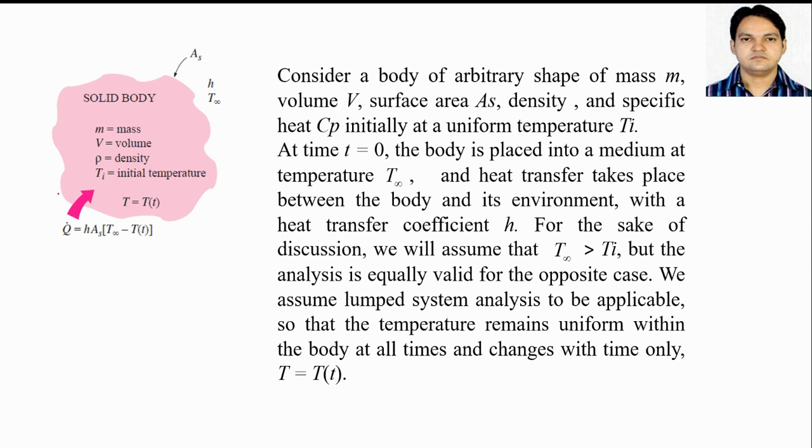Look at this figure. Some arbitrary shape is given, and it is a solid body whose mass is m, volume is capital V, density is rho, and initial temperature is Ti. Its surface area is A suffix S, convective heat transfer coefficient is h, and ambient fluid temperature is T infinity. Consider a body of arbitrary shape of mass m, volume V, surface area As, density rho, and specific heat Cp, initially at uniform temperature Ti. So we assume that this body's temperature initially is Ti, which is mentioned here.